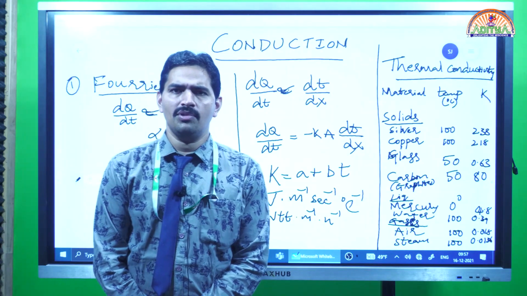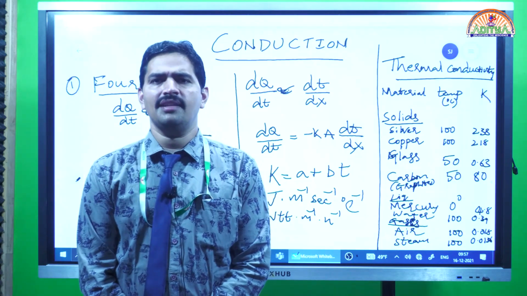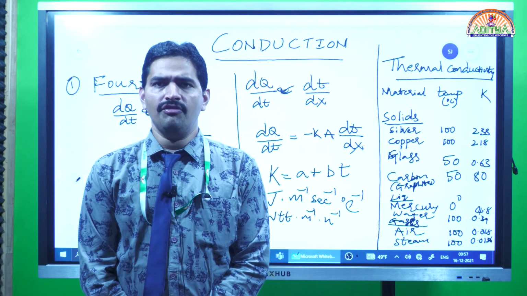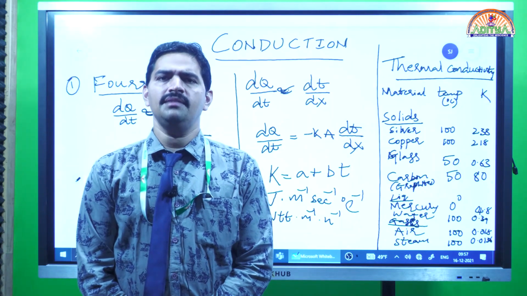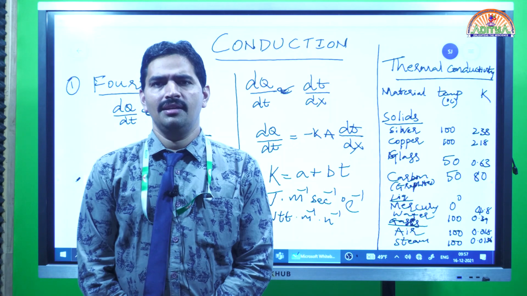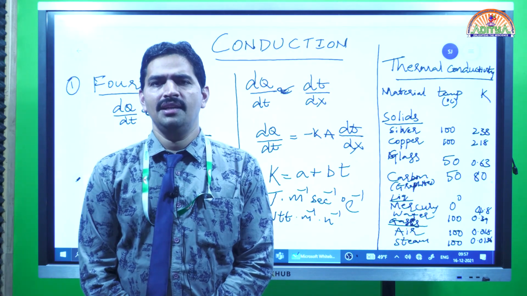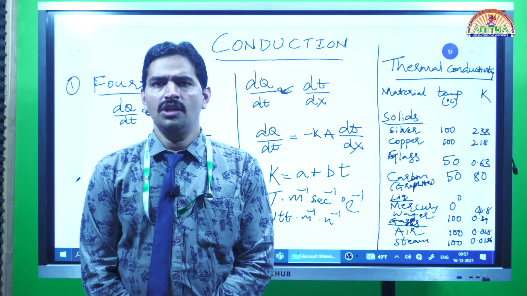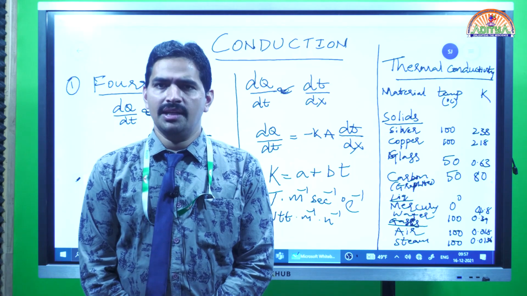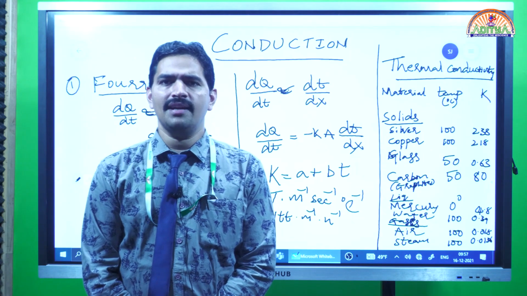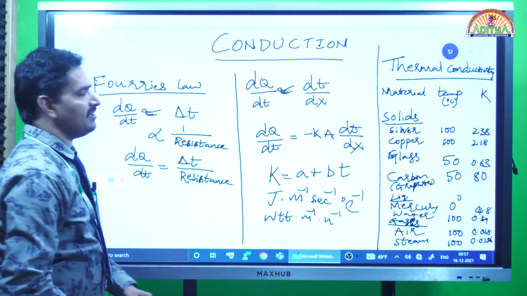So let us discuss conduction. Here conduction can be explained by means of three equations: the first one is Fourier's law, the second one is steady state heat transfer, and the third one is unsteady state heat transfer. By using these three equations, we are going to study heat transfer by means of conduction. So let us see the first equation, that is Fourier's law.